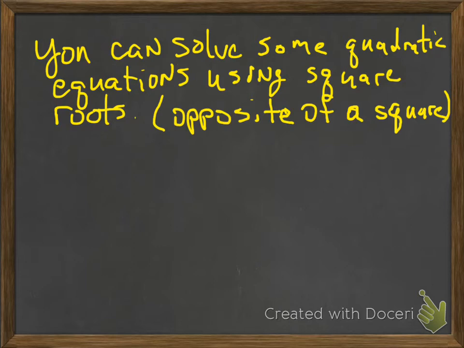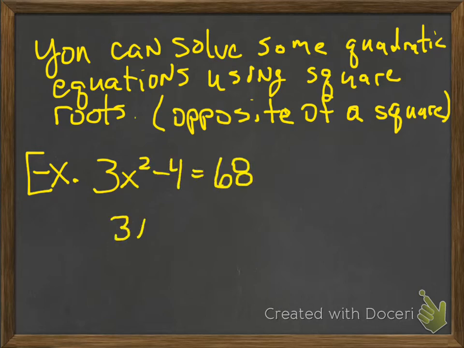Okay, so you can solve some quadratic equations by using square roots, because the opposite of a square is a square root. And remember, inverse operations always help us solve. For example, if I give you 3x squared minus 4 is equal to 68, then we can add 4 to both sides, and that would give us 3x squared equals 72. From there, you could divide by 3 to get x squared is equal to 24.